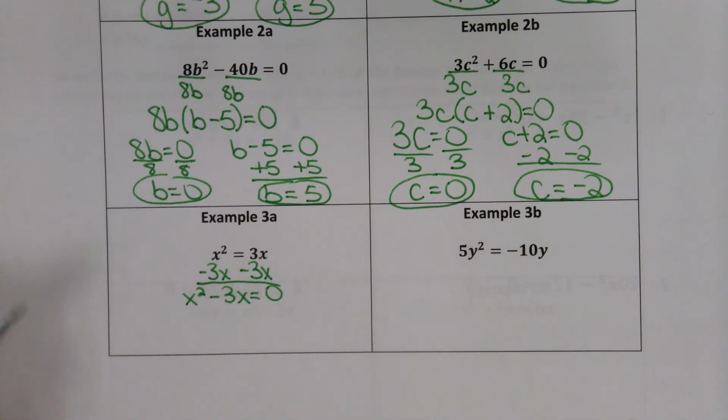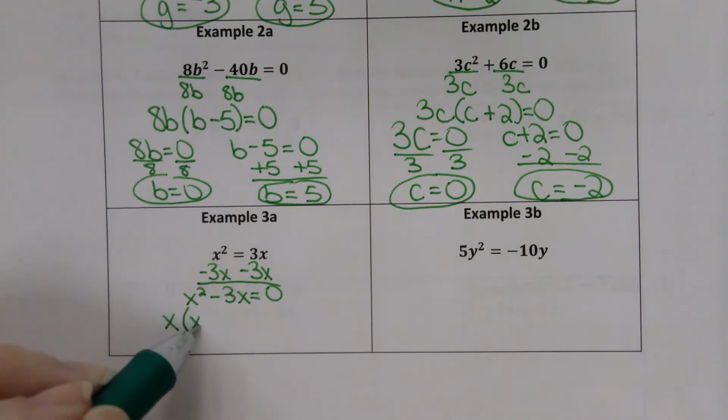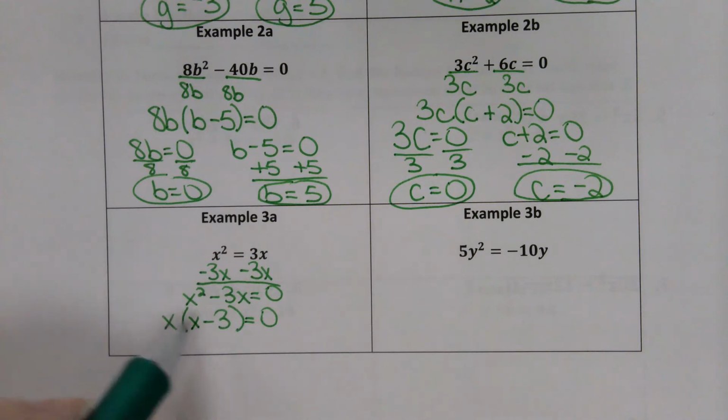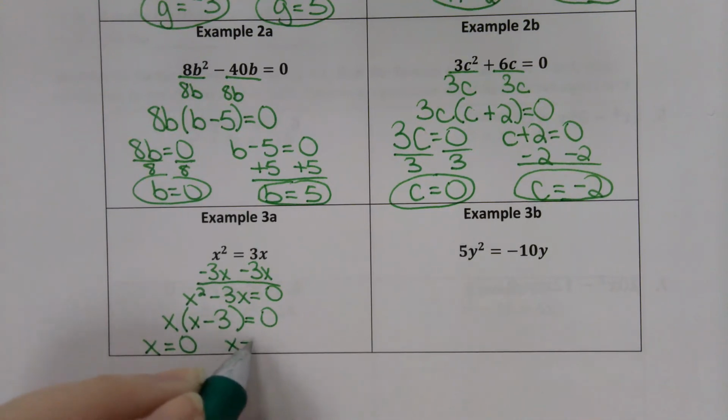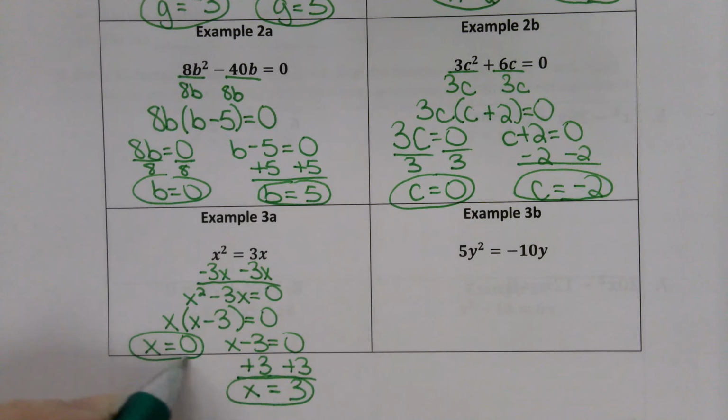And then factor. I can take an x out of both, giving us x minus 3 equals 0. And that's factored form. So x equals 0 and x minus 3 equals 0. This one needs a little more solving, so we'll add 3 to both sides and that gives us x is equal to 3.